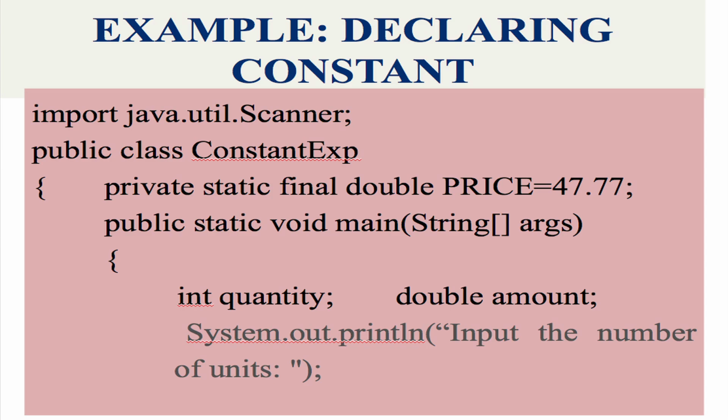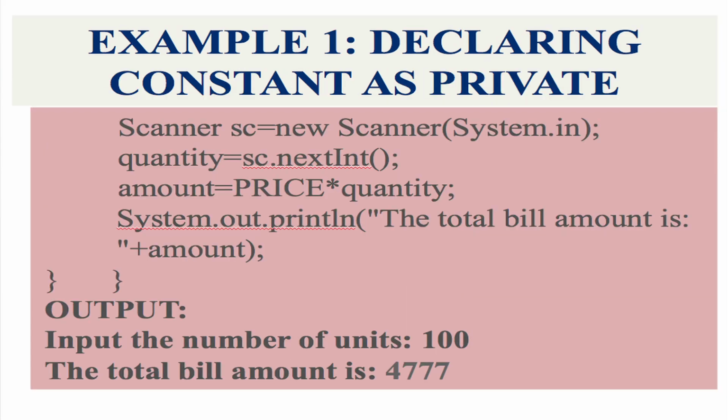Now see public static void main and String args. Inside this we have declared two variables. The first is quantity, which is integer type, and the second is amount, which is double type. So these are the two variables, one integer and the other double. Now we have written system.out.println with the message to input the number of units.